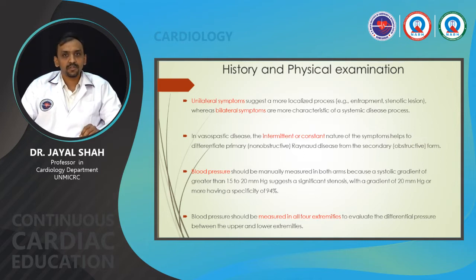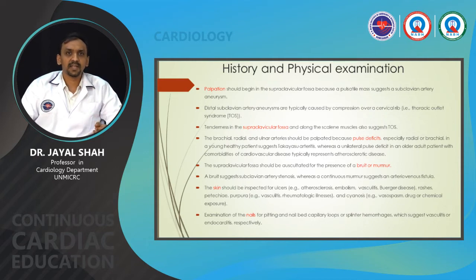And the blood pressure should be manually measured in both the arms, because a systolic gradient of greater than 15 to 20 millimeters of mercury suggests a significant stenosis, while a gradient of more than or equal to 20 has a specificity of 94% for occlusion. So blood pressure should be measured in all four extremities to evaluate any differential pressure readings between the extremities.